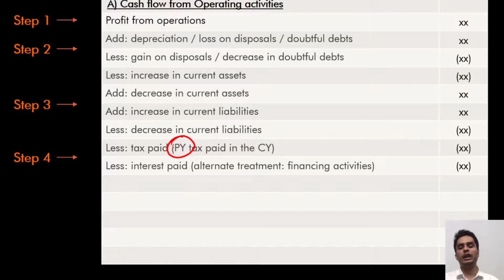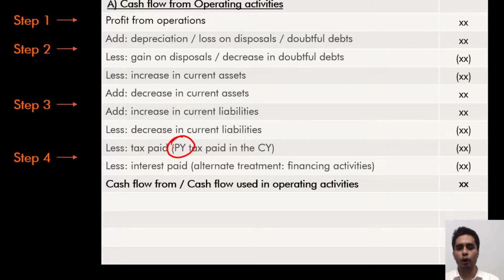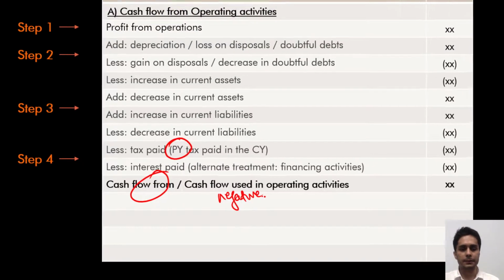But one important thing that you have to keep in mind is there's an alternate treatment also possible for interest payments, because interest payments are actually financing activities. So interest payments can be shown under financing activities, but IAS 7 allows you to show interest paid under operating activities as well. When I make all these adjustments to my profit from operations, what I get at the end is cash flow from or cash flow used in operating activities. If the figure is positive at the end, you will use cash flow from. But if the figure is negative at the end, you will use cash flow used in operating activities, indicating a negative cash flow under operating activities.